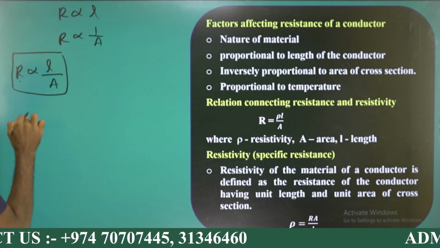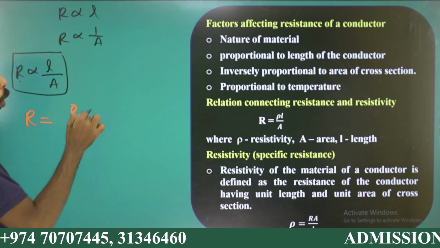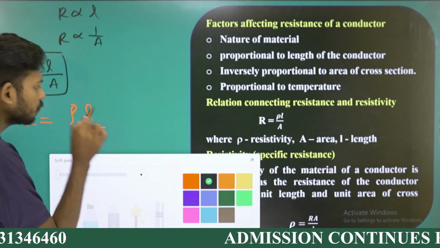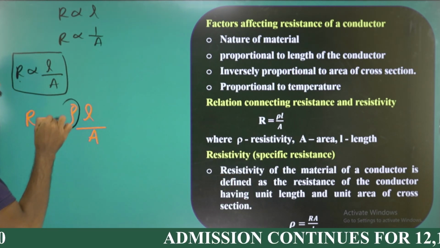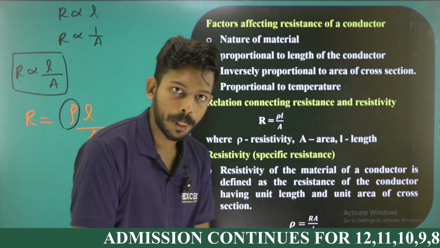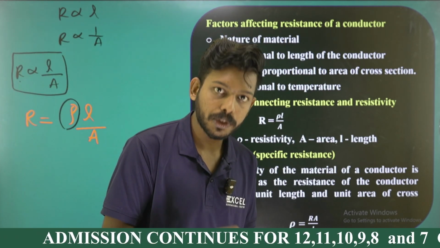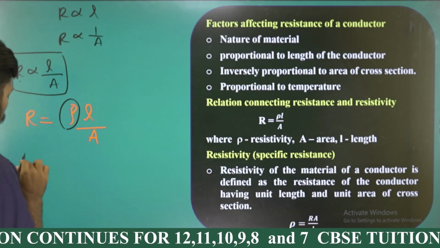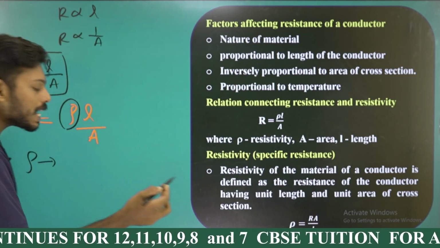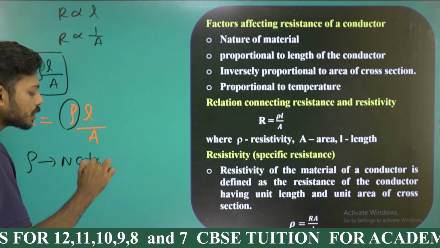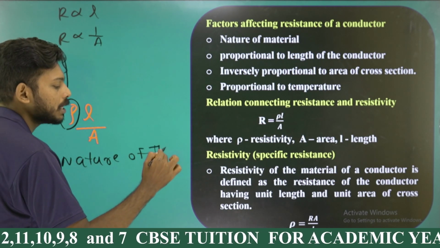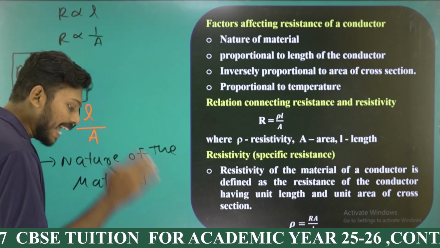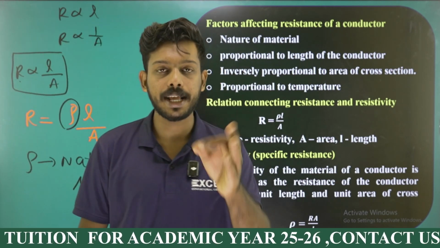Resistance is equal to rho L by A. You can clearly see there is an additional term, rho. What is rho? I introduced this term rho to represent the nature of the material. Rho is a clear indication of the nature of the material, and it is a very important point.